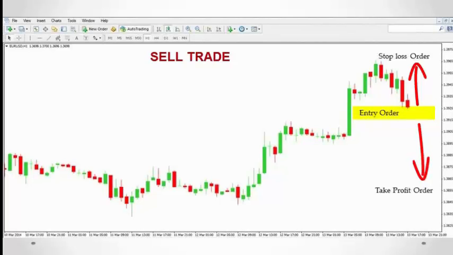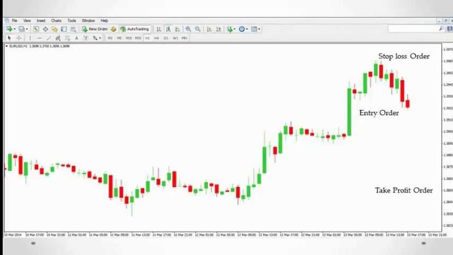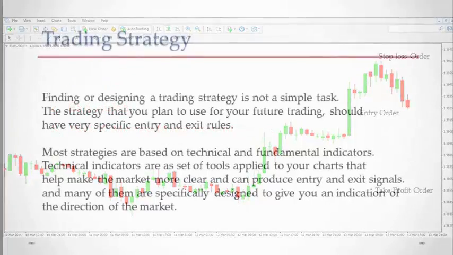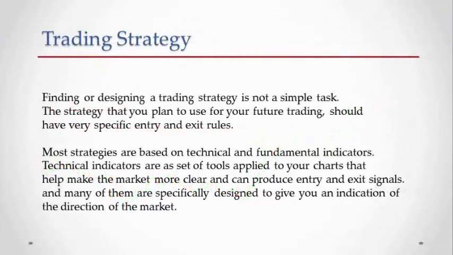So this is where the trading strategy comes in. A trading strategy is very, very important to your success as a forex trader. A trading strategy includes specifications for trade entries, rules for trade exits, and very specific risk and money management rules. Finding or designing a trading strategy is not a simple task. The strategy that you plan to use for your future trading should have very specific entry and exit rules.